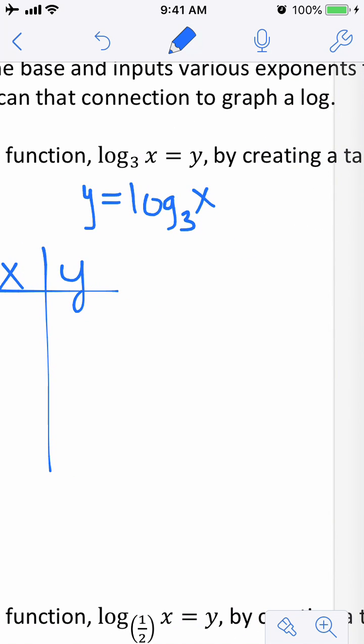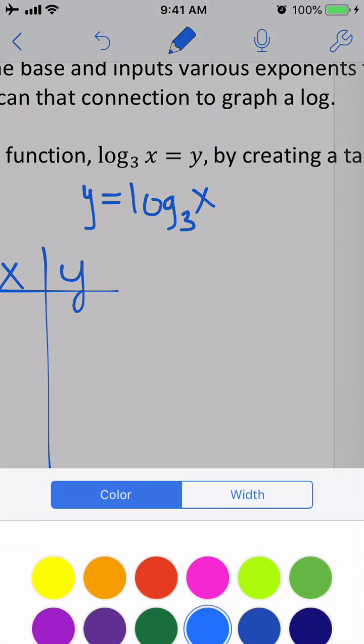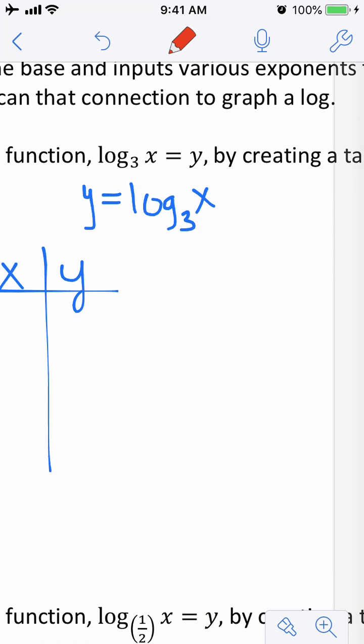If we look at this, right, and we convert it to an exponential. I'm going to choose a different color here. Let's use red. If I convert that to an exponential, I get 3 to the power of y is equal to x. 3 to the power of y is equal to x. Okay? Not too hard. It's going to be a lot easier for me to just choose exponents than for me to just choose x's.